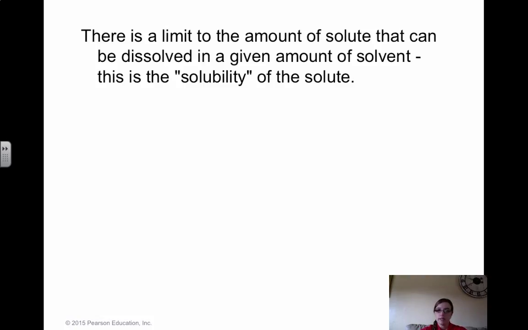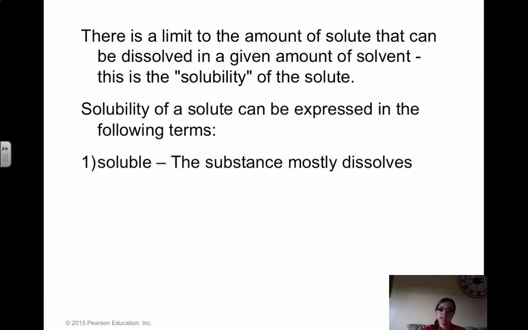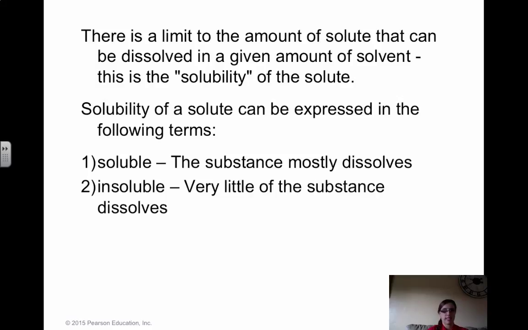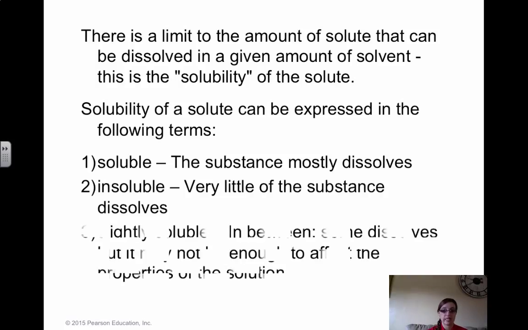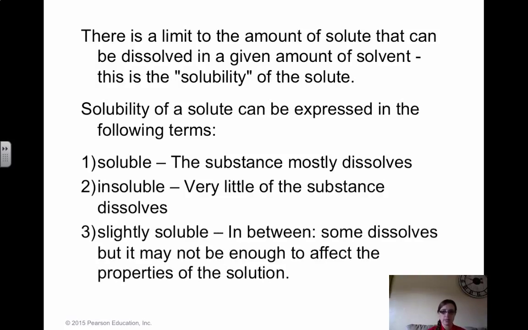There is a limit to how much you can put in, and that is the solubility of the solute. So the more solid, for instance, that you can put into water, the more soluble it is said to be. Solubility can be expressed by discussing if something is soluble or insoluble. Remember, slightly soluble and insoluble, those terms are interchangeable. If something is soluble, it mostly dissolves. If it's insoluble, then it does not. Slightly soluble is in between, but typically you can't see it. When it's slightly soluble, it just looks insoluble, so that's why those are used interchangeably.